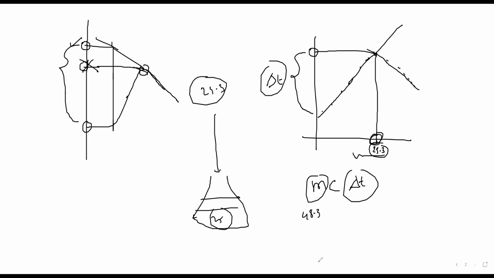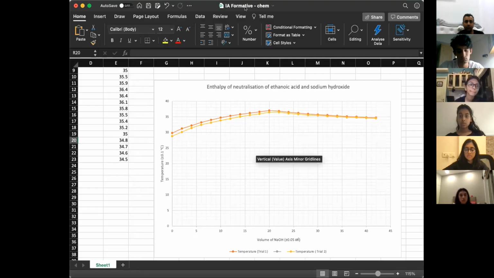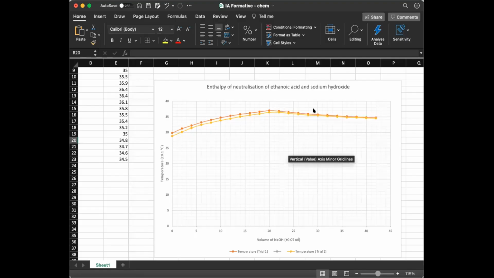Any questions here? Wait, can I just quickly show you the graph, because I've plotted it. So it looks like this. It's a best fit. What you have shown is a curve. It's a best fit. It's a straight line.